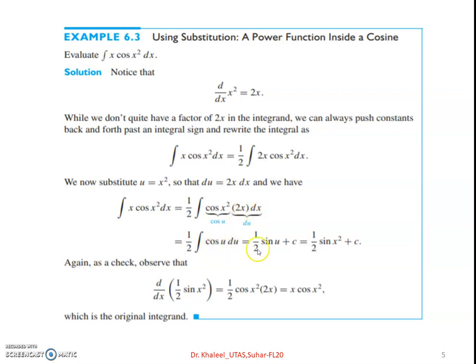This is integrable. It is sin u, 1 by 2 I put, plus c because of the indefinite integral. I put back u as x square. So 1 by 2 sin x square plus c is the answer.